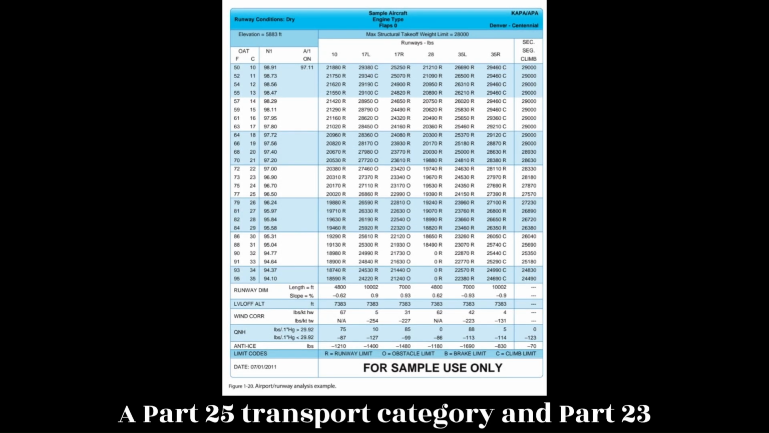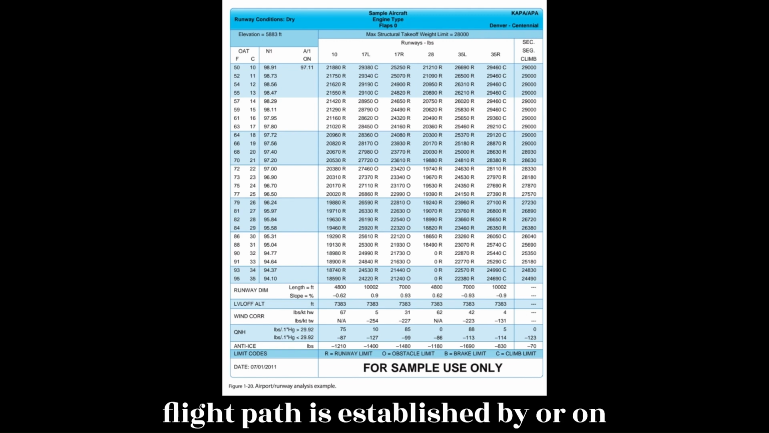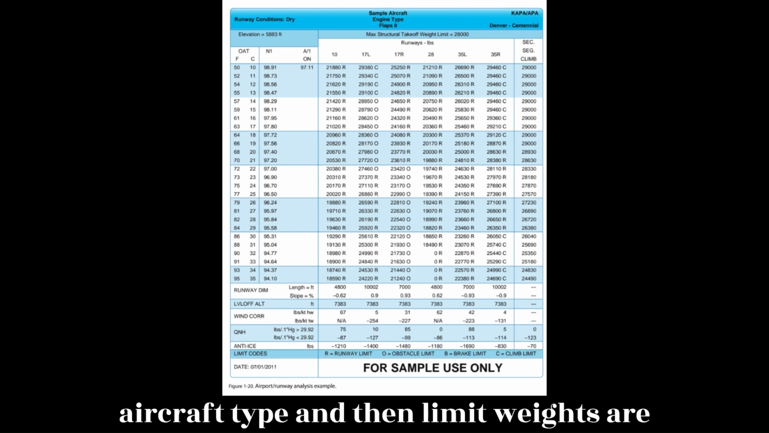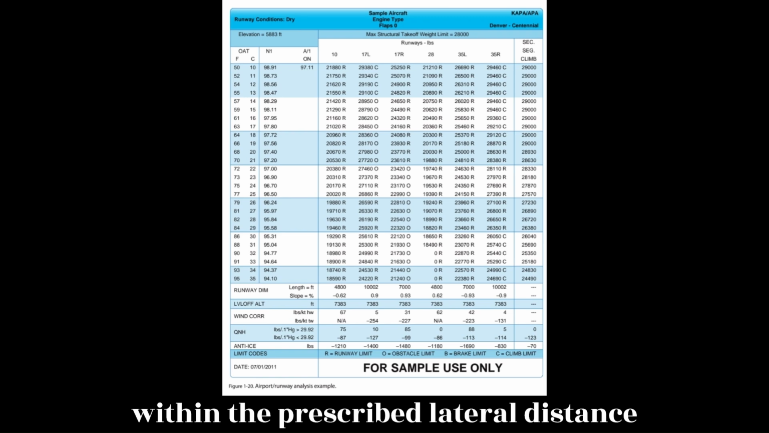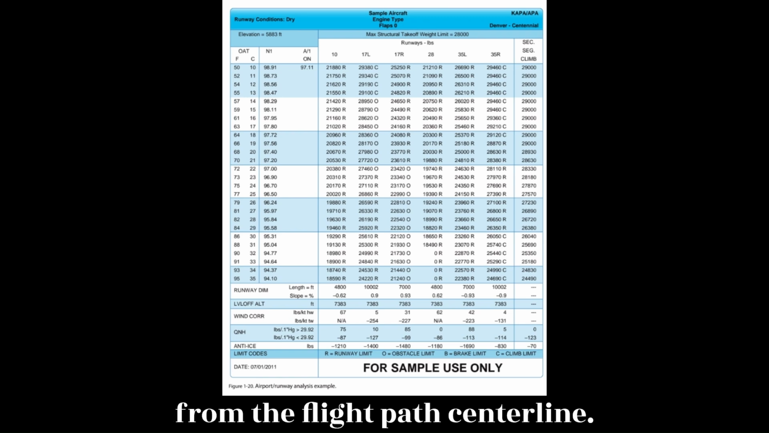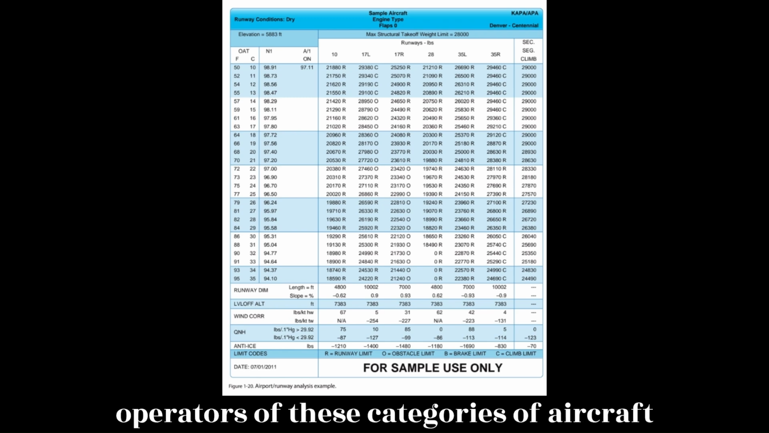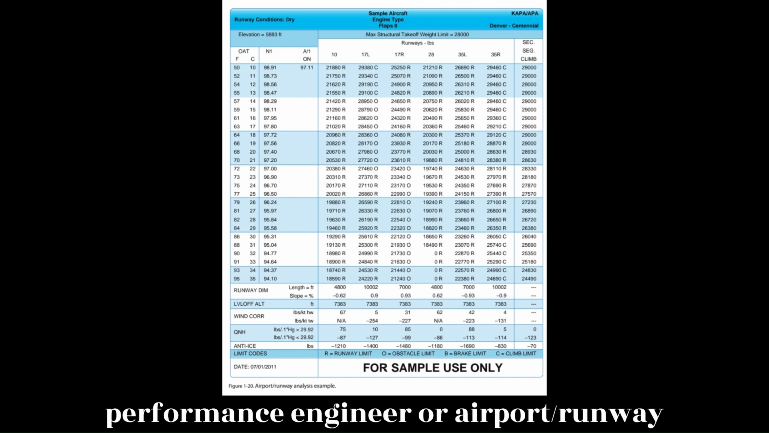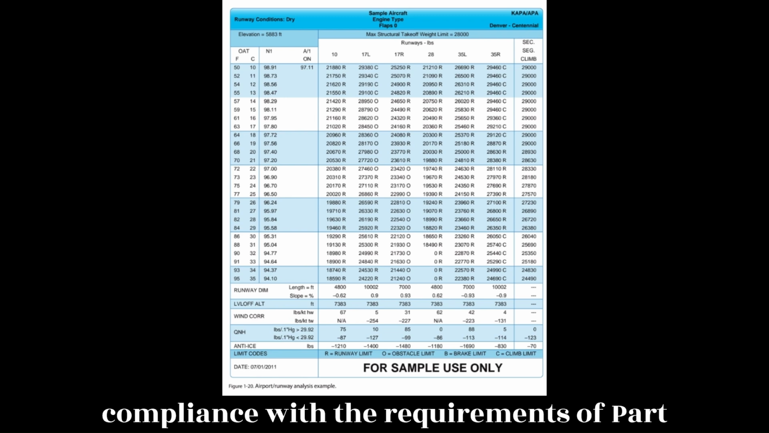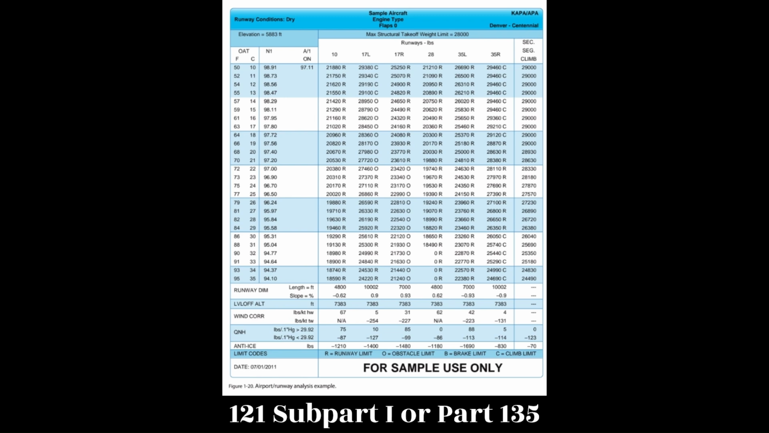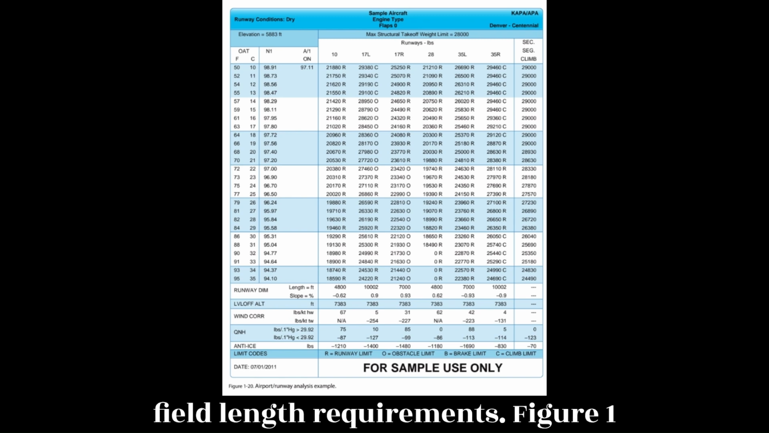A Part 25 transport category and Part 23 commuter category aircraft's OEI takeoff flight path is established by or on behalf of the operator for a particular aircraft type, and then limit weights are determined that assure clearance of any obstacles under that flight path or within the prescribed lateral distance from the flight path centerline. It may be necessary for pilots and operators of these categories of aircraft to use the services of an aircraft performance engineer or airport/runway analysis service provider as means of compliance with the requirements of Part 121 Subpart I or Part 135 Subpart I concerning OEI-net takeoff flight obstacle clearance and takeoff field length requirements.